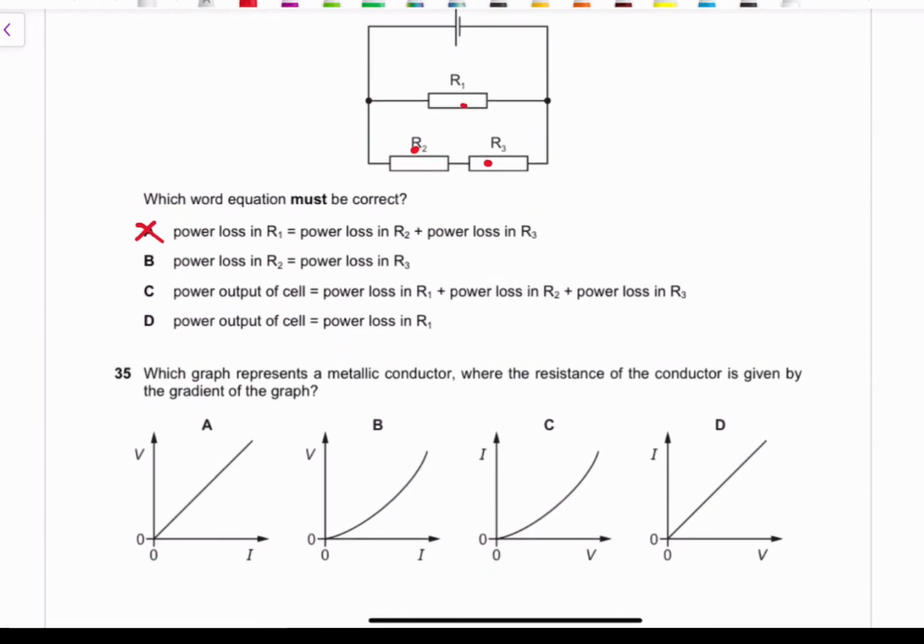Power loss in R2 is equivalent to power loss in R3. What if, again, they have different resistances? They have the same current, but we know that P is equivalent to I squared R. Same current, but the resistances are different.